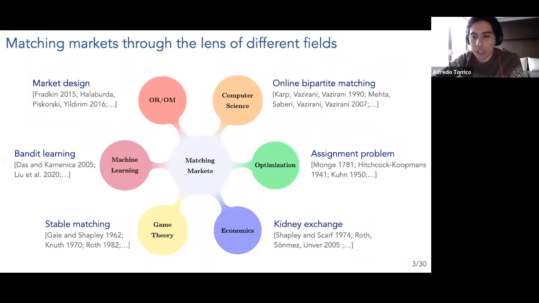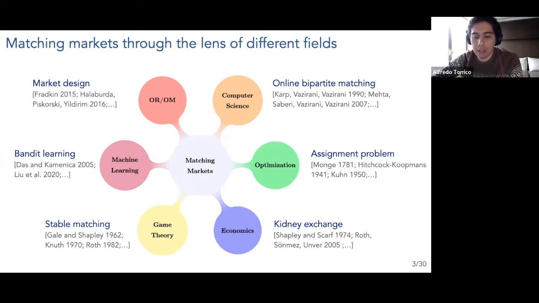In the case of kidney exchange, this idea of exchanging indivisible items was introduced by Shapley and Scarf in '74 in a housing market. But then Roth, Sönmez, and Ünver provided the first model for kidney exchange that has grown in popularity in different countries.